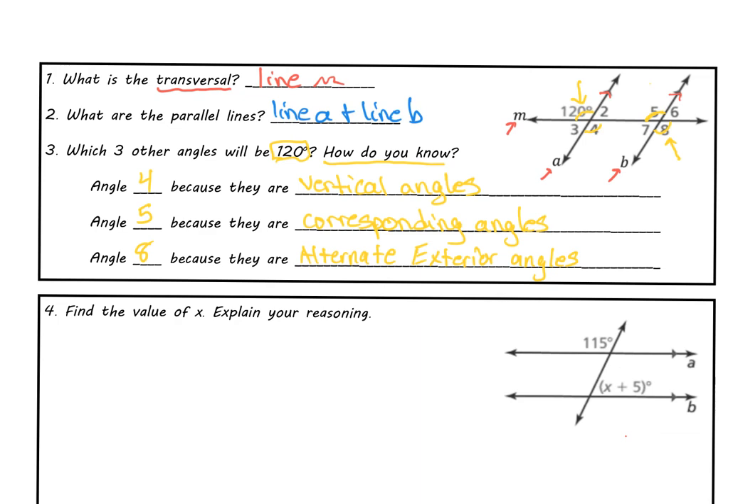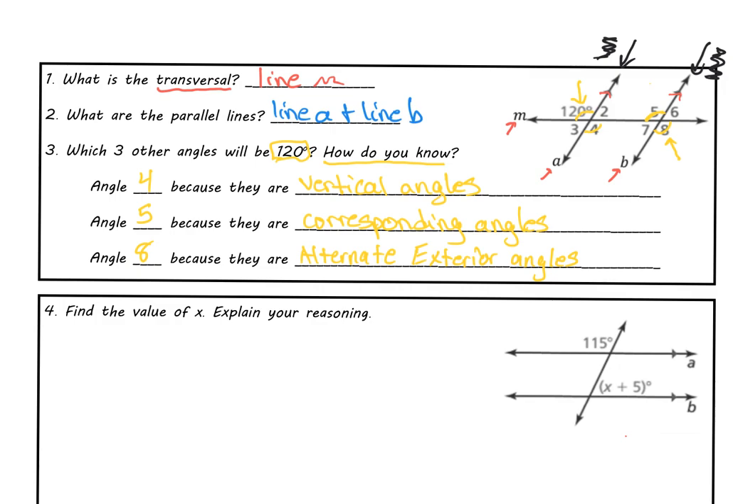And then exterior, because again, if you look at the parallel lines, right? Line A is here, line B is here. The angles we're talking about are outside of the parallel lines, right? They're outside the parallel lines. So therefore, these are alternate exterior angles.